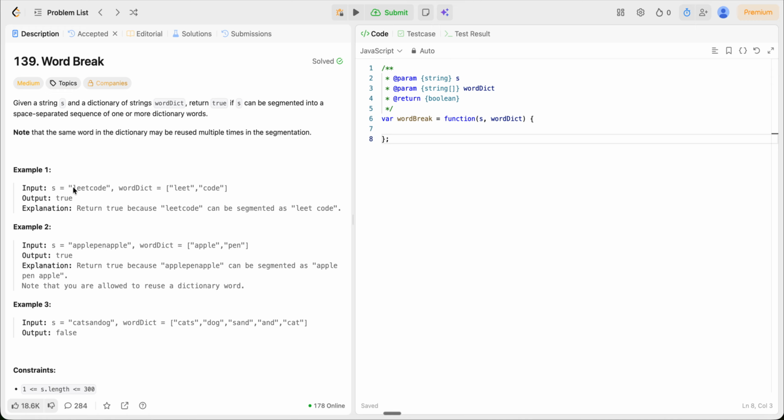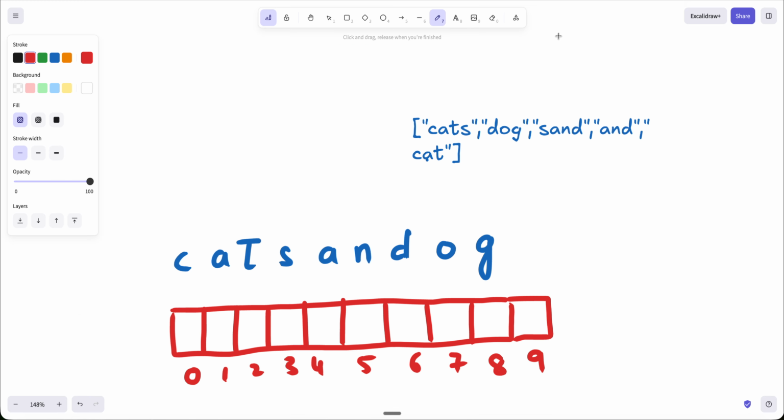In the first example, we are given "leetcode" as a string, and the breakage of that string, "leet" and "code", are present in the word dictionary. The same thing holds for the second example, and the third example is one where it is not possible. So we are going to solve it using DP. Let's understand how we can do that.